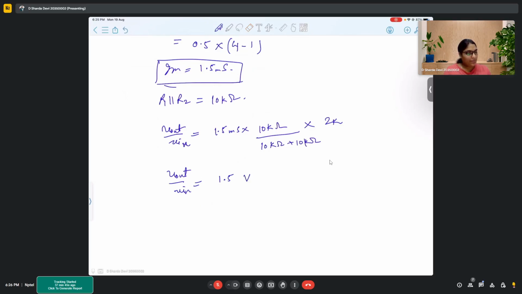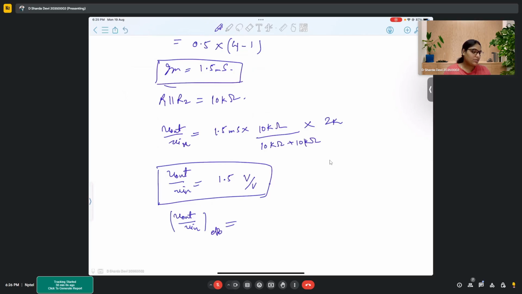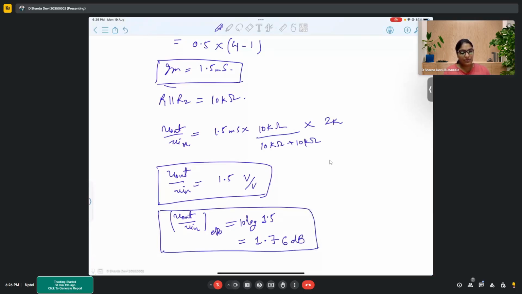1.5 volt by volt. So the gain in volt by volt is 1.5, whereas when we have to find the voltage gain in dBs, this will become 10 log 1.5, which is 1.76 dBs. Okay, so this is the solution.